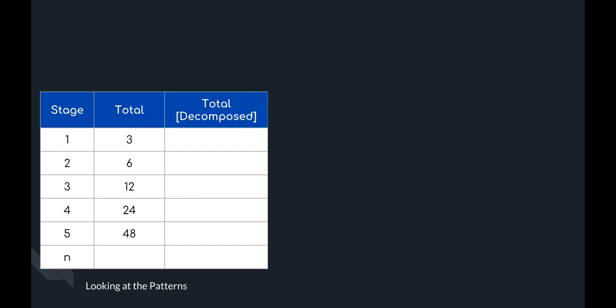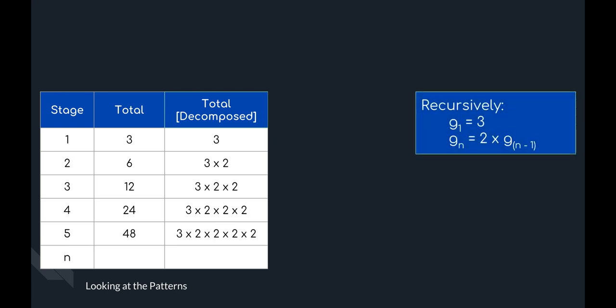Let's look at the numbers decomposed. That first total, 3, is just 3. Now we need to write 6 as a decomposed number, but at this point we should talk about it in terms of multiplication. So that's 3 times 2. 12 is going to be 3 times 2 times another factor of 2, and so on through the table. We now have enough to recursively define this relationship. Recursively, our first term is 3, and every subsequent term is 2 times whatever the previous term was.